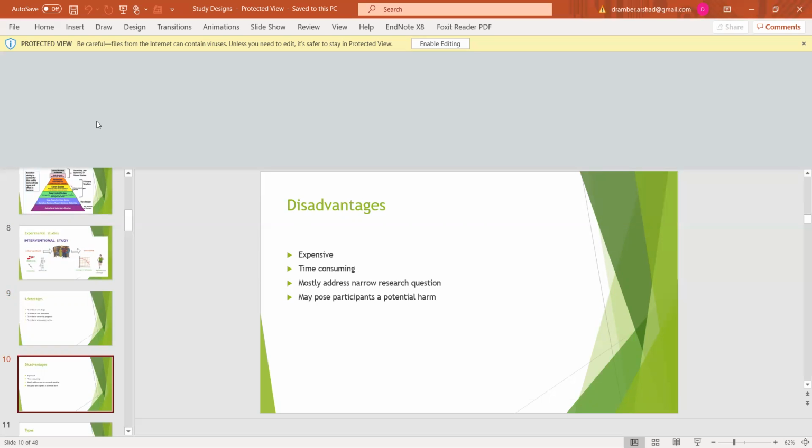Disadvantages. Experimental trials are expensive, they are time consuming, and they mostly address a narrow research question, and there are ethical issues, and they may pose a potential harm to participants as we are testing new therapies and new drugs.